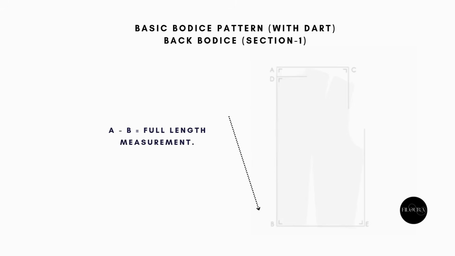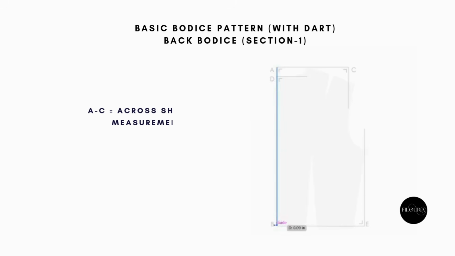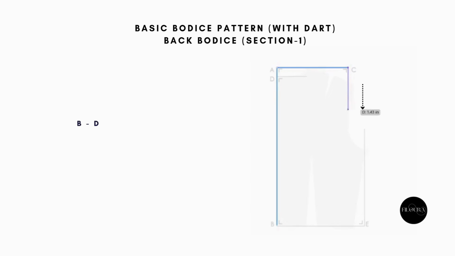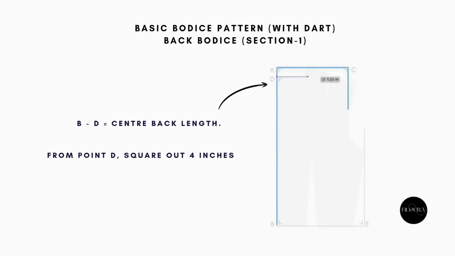Draw A to B, that is the full length measurement. Next, mark A to C across shoulder measurement. From point C, square down 3 inches. Now mark B to D center back length. From point D, square out 4 inches. This will serve as the guideline for the back neck depth.